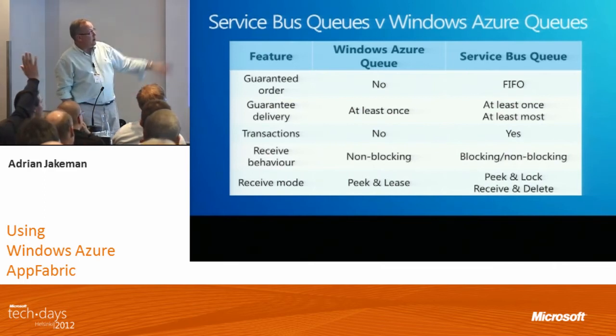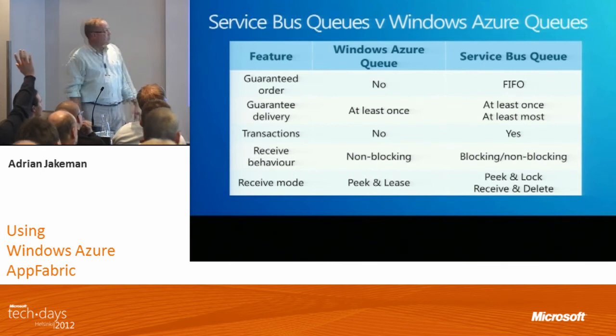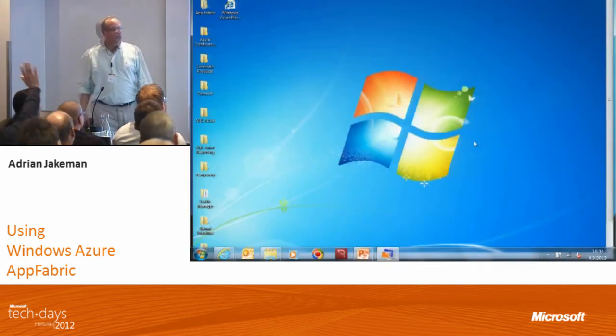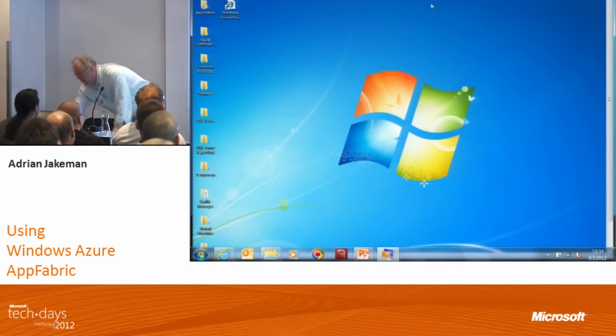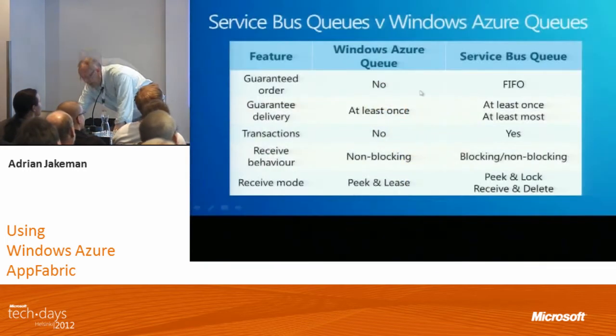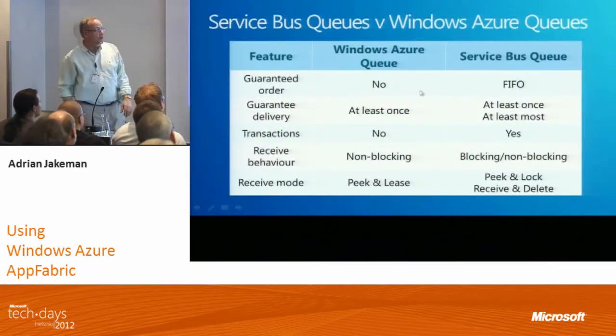Do both guarantee delivery? Yes, they do. With a Windows Azure queue it's at least once, and with a Service Bus queue it's also at least once, and I could also say at most once.